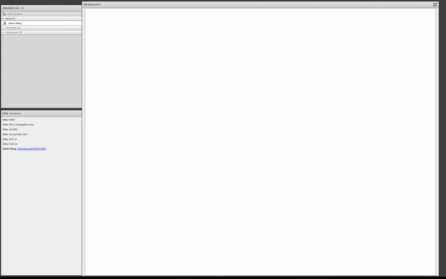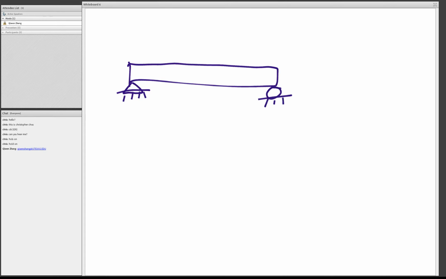Today we are going to go over how to do bending moment diagrams very quickly. So let's get started with a simple question first. Let's say we have a beam. It's simply supported, and then we have a load in the middle with a value of P.